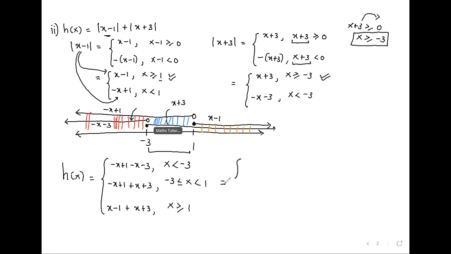So that we simplify now, -x minus x, we get minus 2x minus 2 when x is less than -3. -x plus x, that is 0. 1 plus 3, we get 4 when -3 is less than or equal to x, which is less than 1. x plus x, we get 2x plus 2 when x is greater or equal to 1. We have redefined the function.